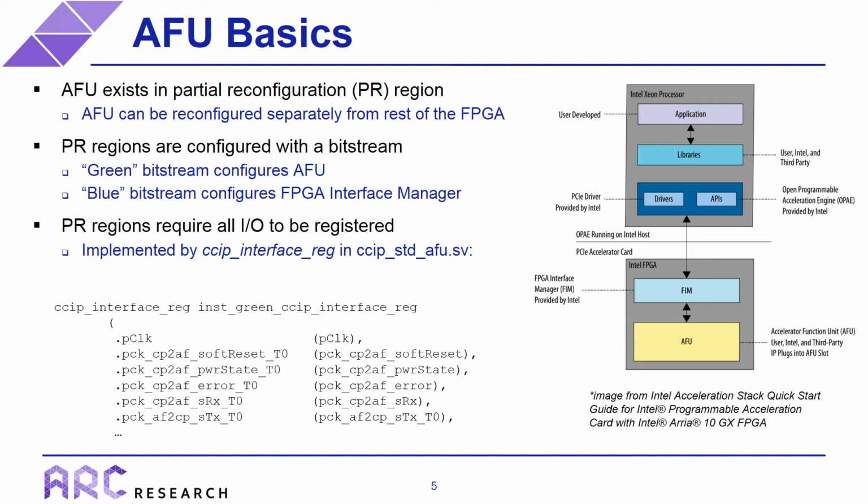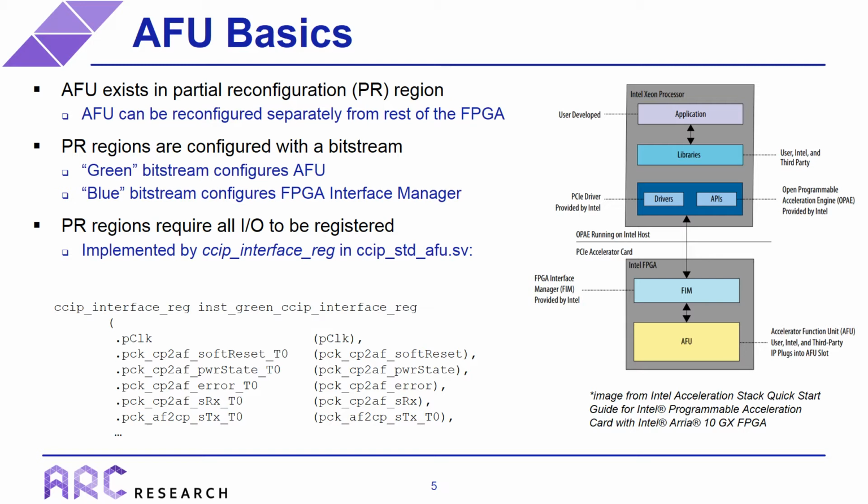Now, if you look at the figure on the right-hand side of the slide, that figure shows that the FPGA is divided up into two sections. One is for the FPGA interface manager, and the other is for the AFU. Intel has specific terminology for the bit streams that are used to program each one of these PR regions. If you're not familiar with the term bit stream, it's basically a sequence of bits that configures the FPGA to do what you have told it to do in your registered transfer level code.